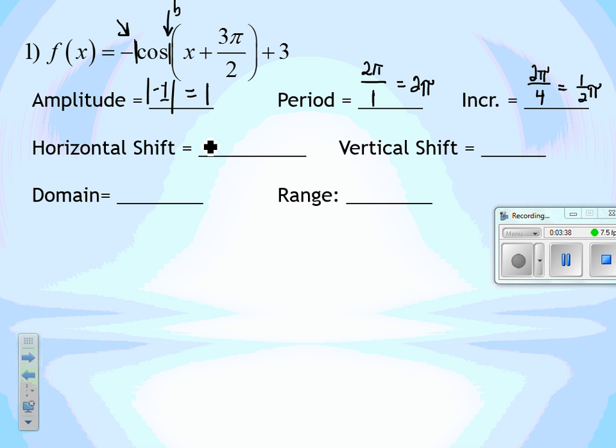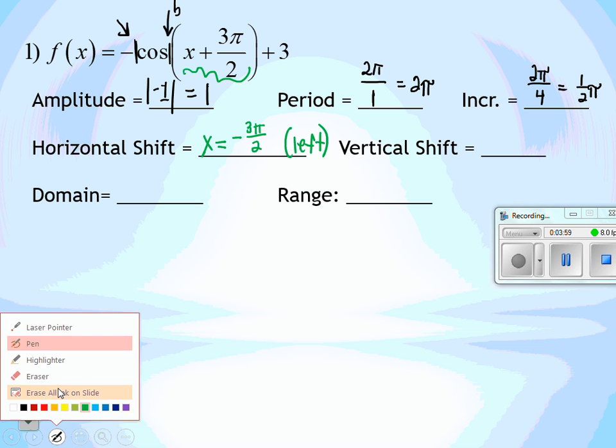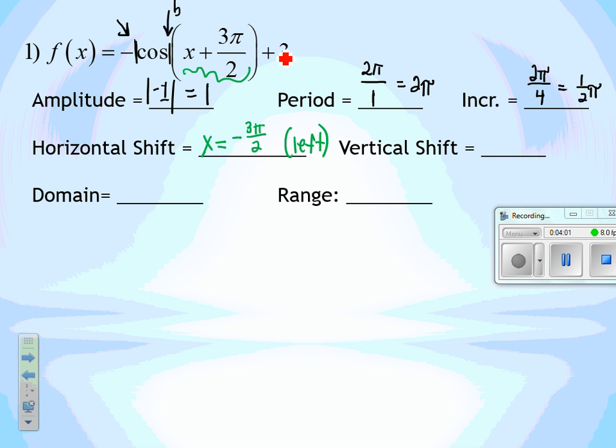The horizontal shift is the green number in the parentheses. So it's x minus 3 pi over 2, which means x equals -3 pi over 2. So that's a left shift. The vertical shift is our midline, and it's the number outside, so that's up 3. So y equals 3, and that's an upward shift.